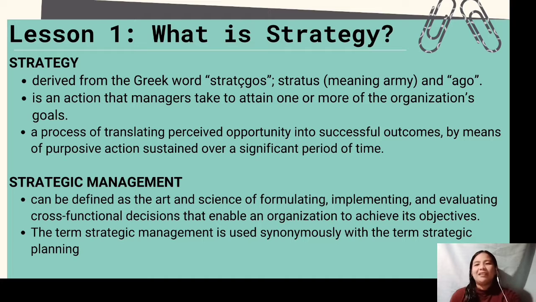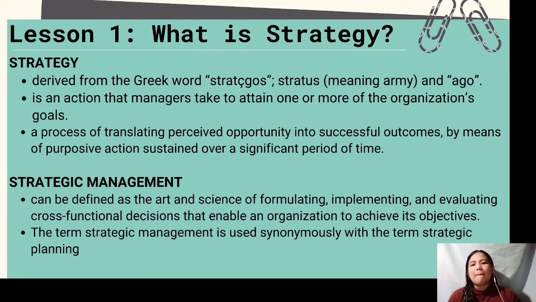So what is a strategy? Let's see what strategy means. Strategy is an action that managers take to attain one or more of the organization's goals. It is a process of translating perceived opportunity into successful outcomes by means of purposive action sustained over a significant period of time. Okay, I'll use an example to help us understand.